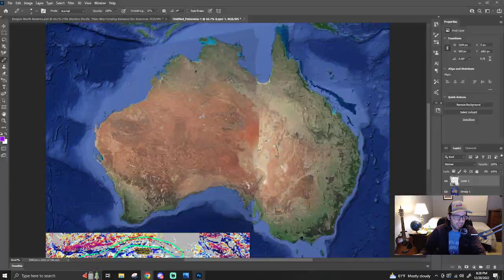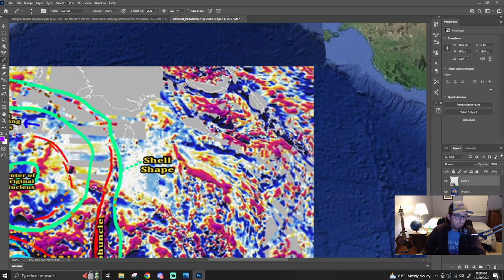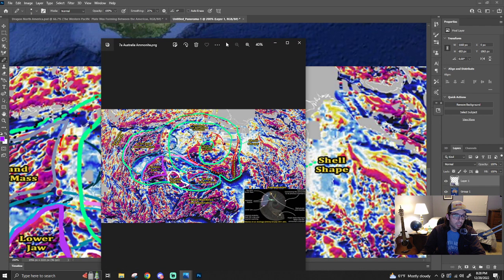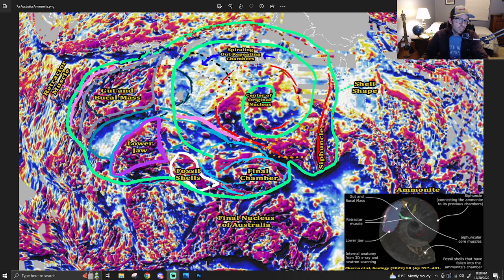I started this Photoshop image where I put my previous image, this one, I guess I should show it here. This image of the ammonite, where I tried to label the innards by the description here. So siphuncular, core muscle, siphuncle. So siphuncle.